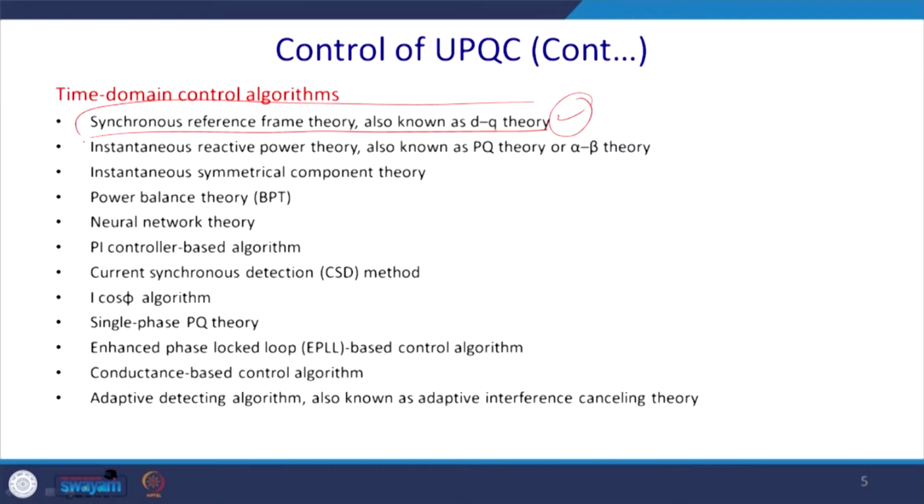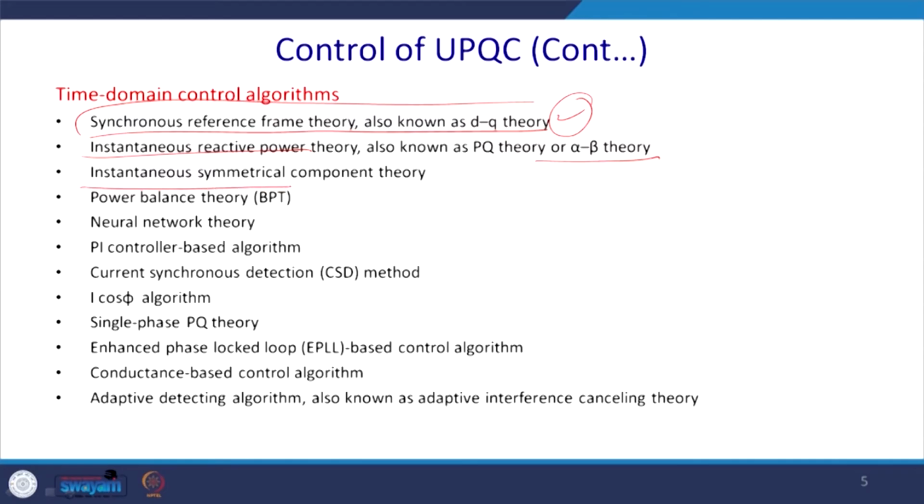Thereafter, the instantaneous reactive power theory, proposed by Akagi in 1984, is also known as the PQ theory or the alpha beta theory. This theory can be extended to the single phase system.